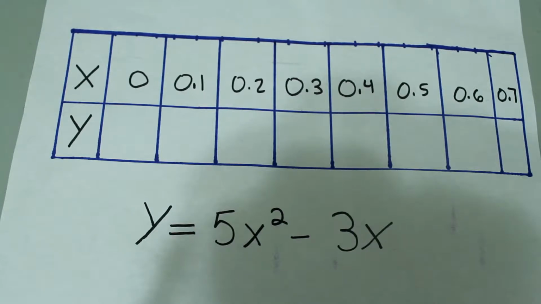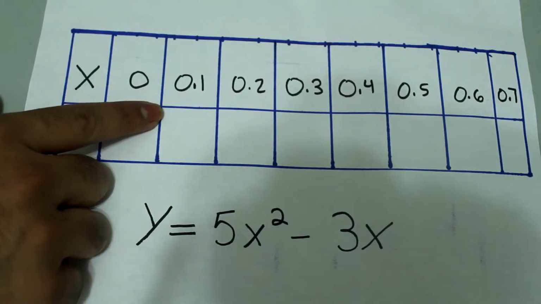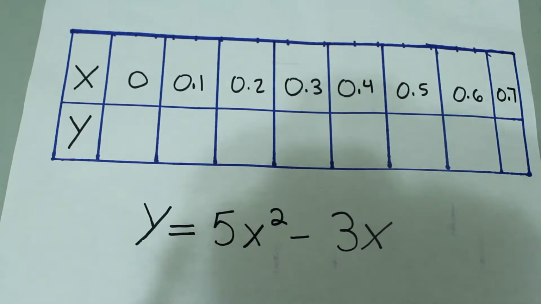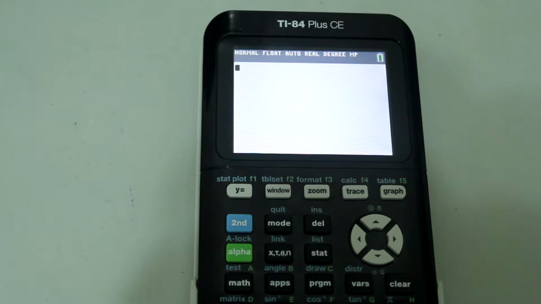Let's say we have this arbitrary equation y equals 5x squared minus 3x. Using this equation, I have to fill up this table with x values going from 0 to 0.7 with an interval of 0.1. Now I can plug in each value individually into the equation and do this table, but what if I don't want to do that, and that's time consuming? I can use the table feature on my TI-84 Plus CE. Now let's see how we can fill up the table using the TI-84 Plus CE.